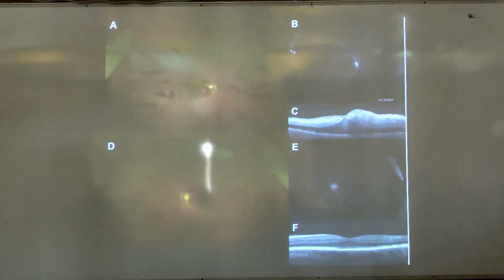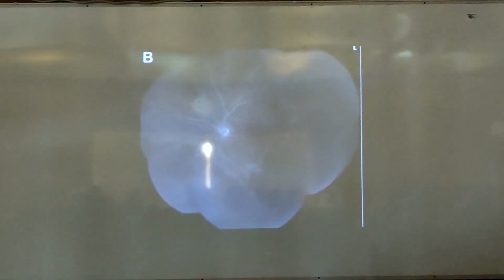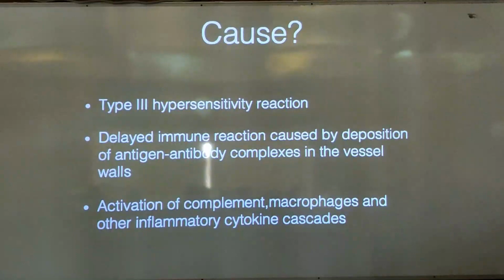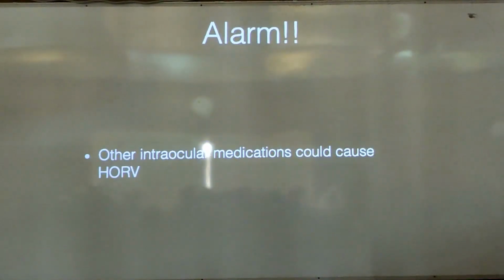They found out that there was an epidemic of patients with unexplained post-op retinal vasculitis. They formed a task force and discovered that this is related to the use of vancomycin. This is a type 3 hypersensitivity reaction against vancomycin, a delayed immune reaction caused by the deposition of antigen antibody complexes in the vessels with this severe problem. So alarm, you have to be very careful using antibiotics.